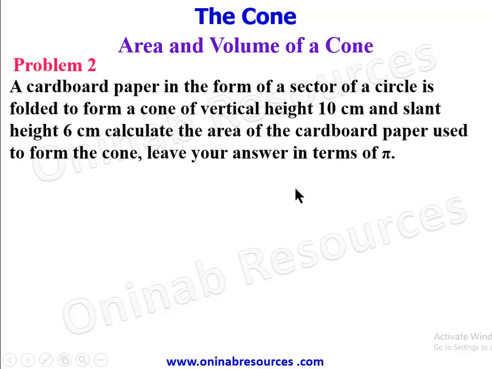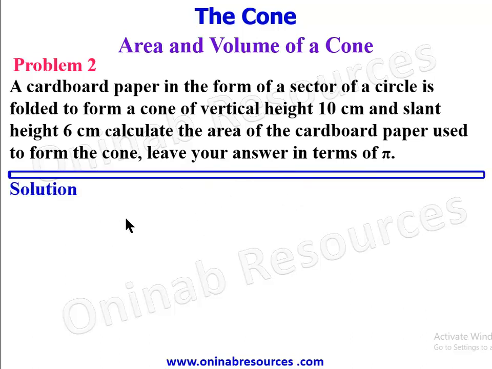So we have seen from the net of a cone that it is in the form of a sector of a circle, which forms the curved surface area of the cone. Therefore, in the solution to this problem, we are only interested in finding the curved surface area of the cone, so that the area of the cardboard paper used is going to be pi r L. Since we are to work in terms of pi, so we have our radius. Oh, we are not given the radius here.